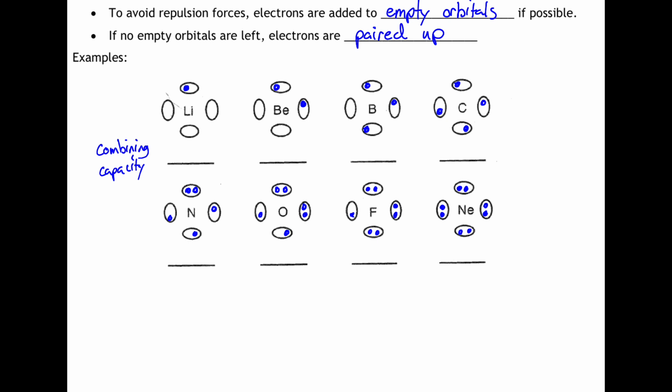How many things can a single lithium interact with? Any guesses? It's 1. It can only do one thing. Only this electron can do anything. It's got 1 hand to hold. It can't do anything else. Any guesses for beryllium? 2. And so on. We get 2, 3, and 4.